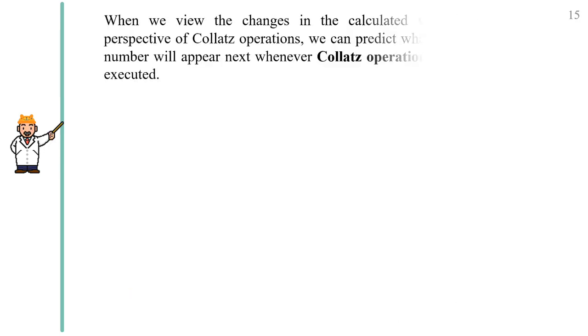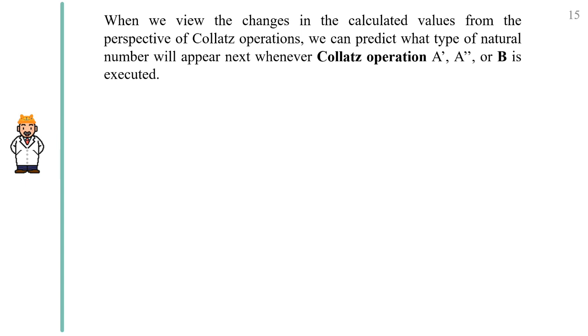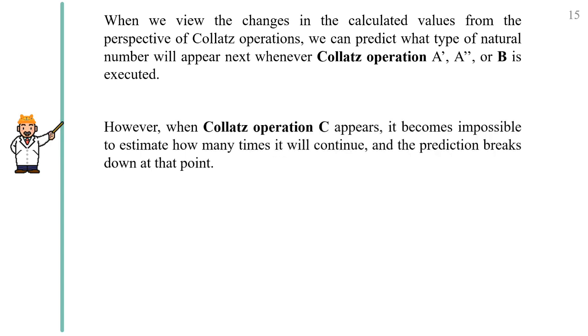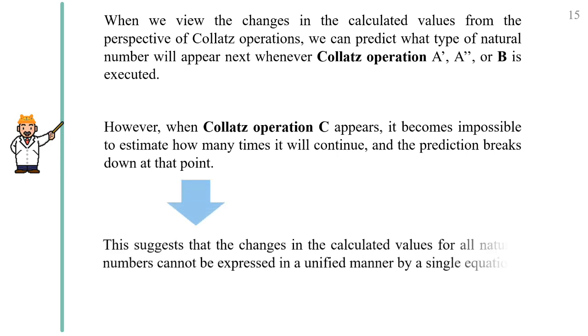When we view the changes in the calculated values from the perspective of Collatz operations, we can predict what type of natural number will appear next whenever Collatz operation A prime, A double prime, or B is executed. However, when Collatz operation C appears, it becomes impossible to estimate how many times it will continue, and the prediction breaks down at that point. This suggests that the changes in the calculated values for all natural numbers cannot be expressed in a unified manner by a single equation.